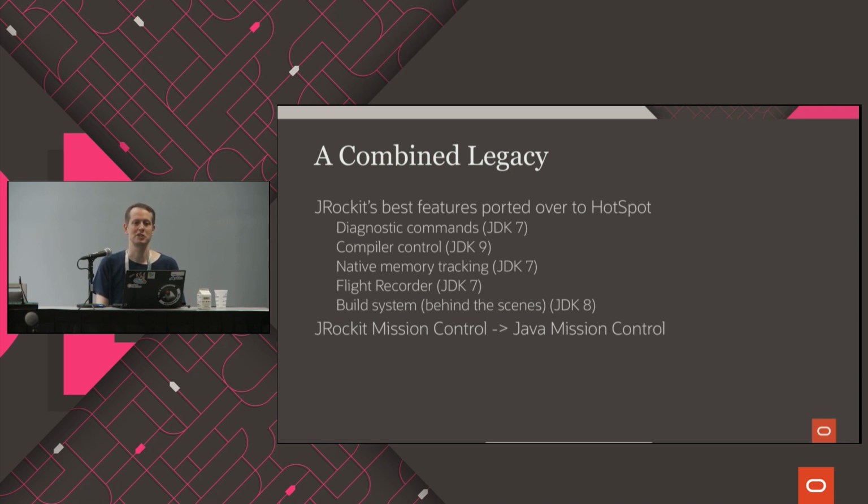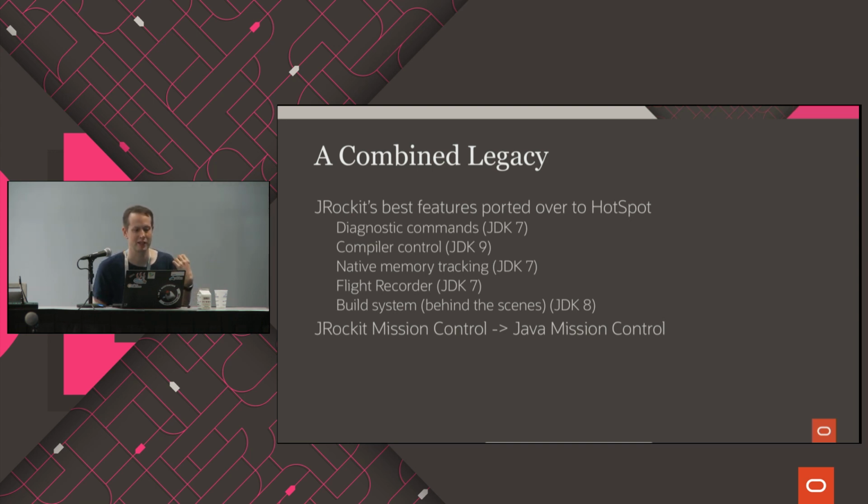And so, for example, the JCMD commands, the diagnostic commands that we all know and love that got introduced in JDK 7, and new commands get added every single release. But that whole framework, the diagnostic commands framework, came from JRocket. The compiler control commands that were added in JDK 9 allow you to do things like be very specific about excludes for JIT compilation and really drill down into a level of detail you couldn't do with the earlier command line compile commands.